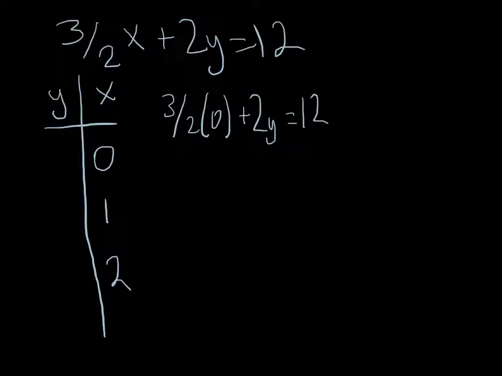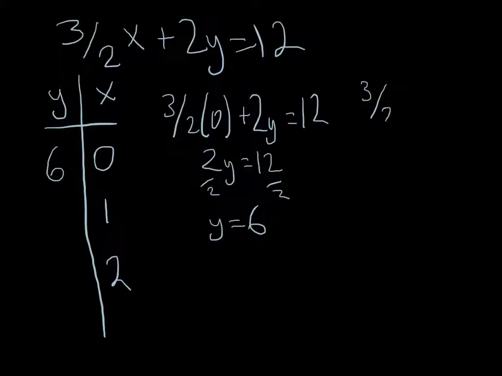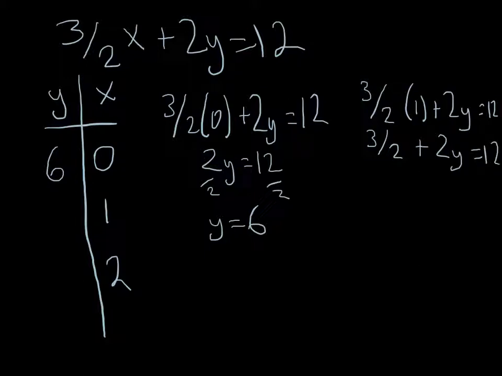So plug in 0 for x. And of course 3 halves times 0 is 0, so that leaves us this, and we can divide both sides by 2. We know y equals 6. And then we can plug in 1. Multiply 3 halves times 1, which is just 3 halves. And then you subtract the 3 halves.